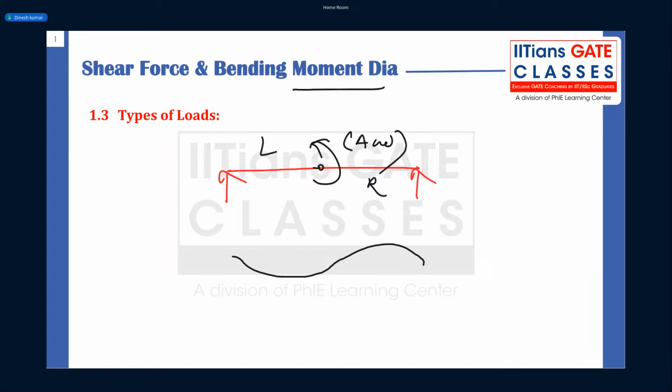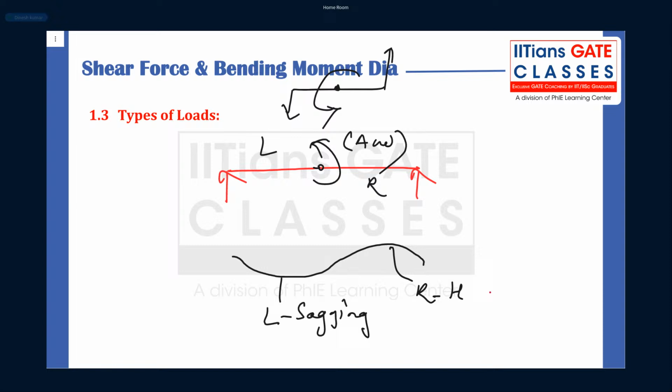It is like this. You have a load acting up, down, and here up, and about this point you have a couple. So your left is what, hogging or sagging? Think and tell the answer. Your left is sagging and your right is hogging.